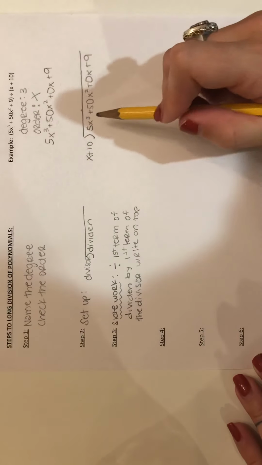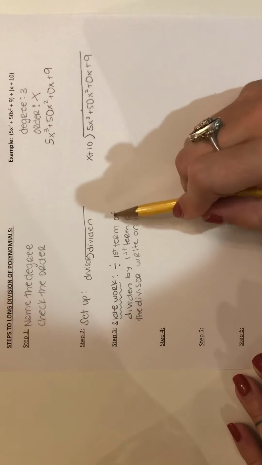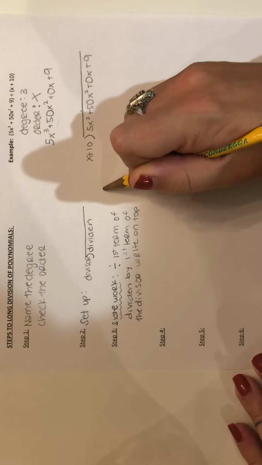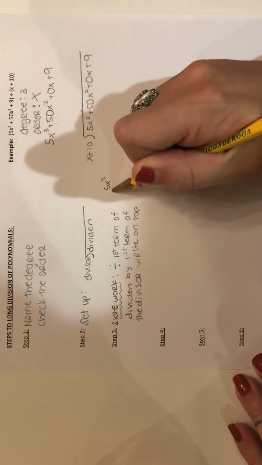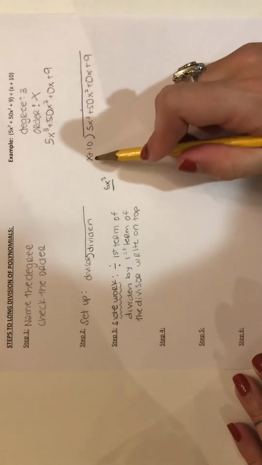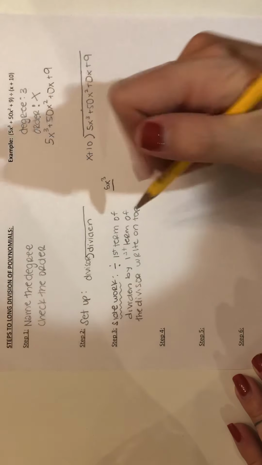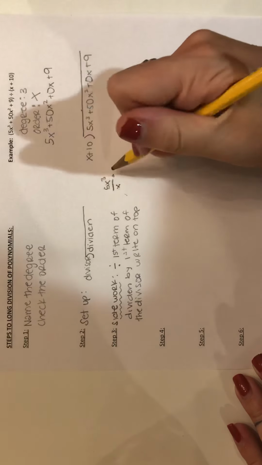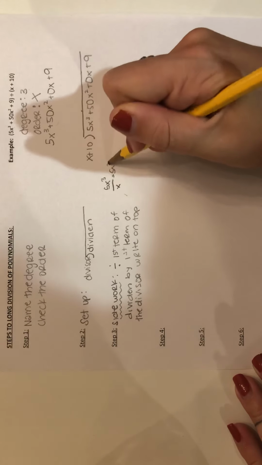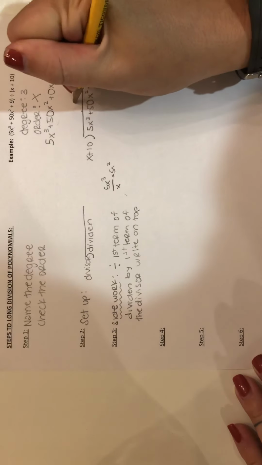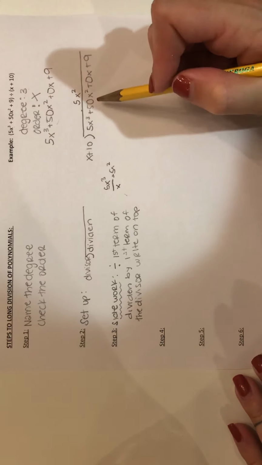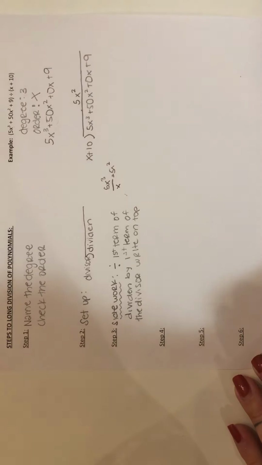So in this case, the first term of the dividend is 5x cubed divided by the first term of the divisor, which is x. 5x cubed divided by x is 5x squared. We're going to put 5x squared right here on top. Notice how I put 5x squared above the x squared term here. We want everything in line so it looks all pretty by the time we're done.